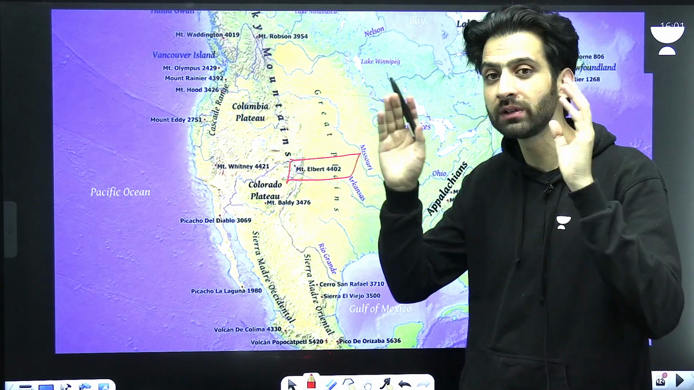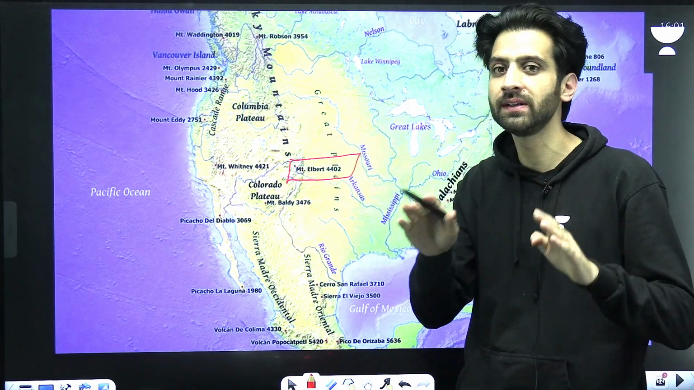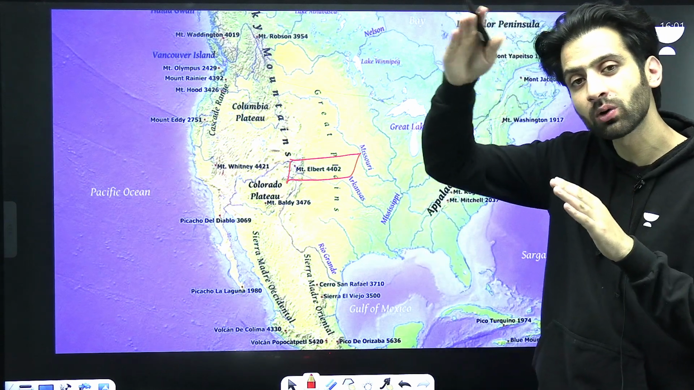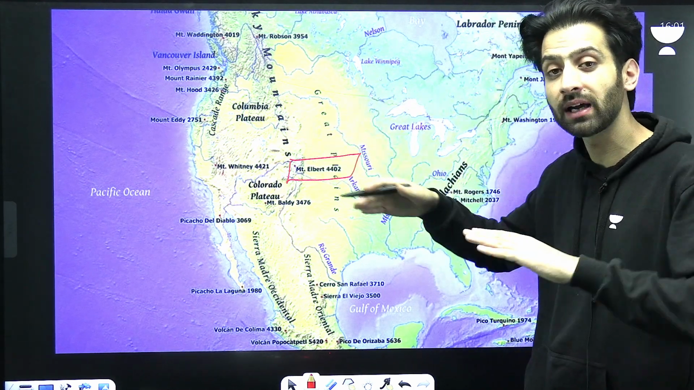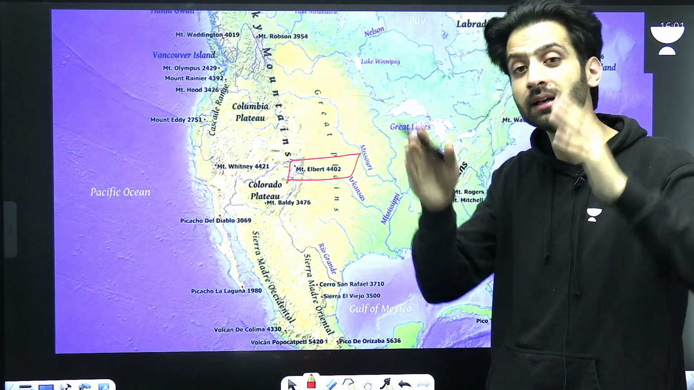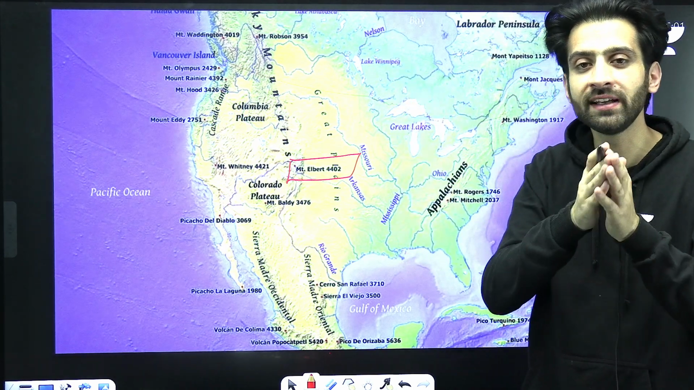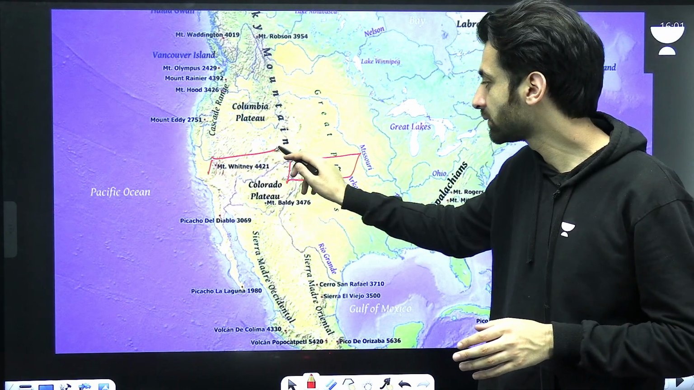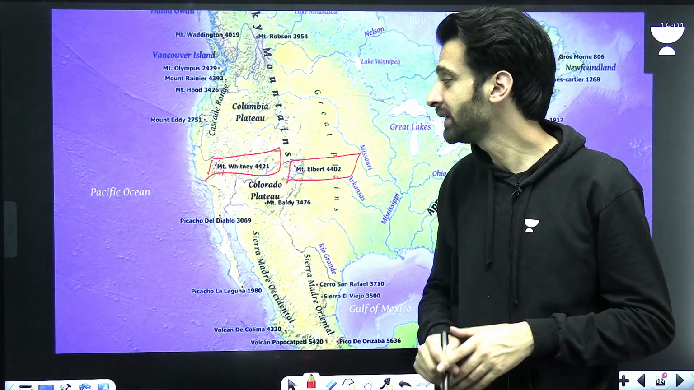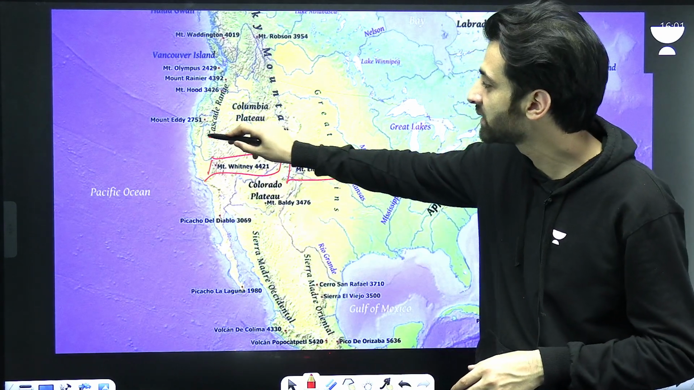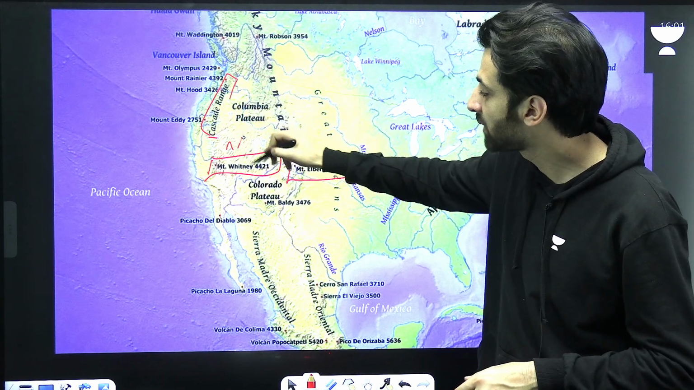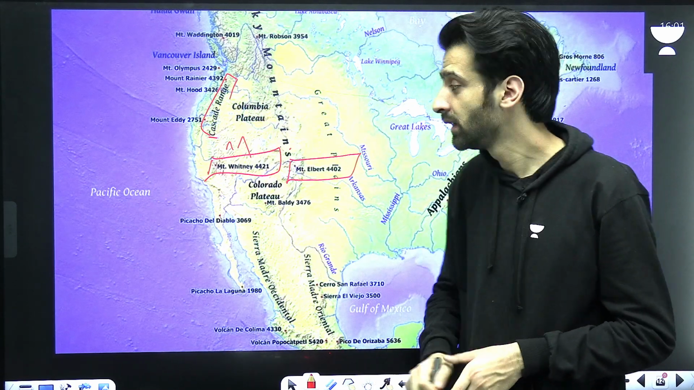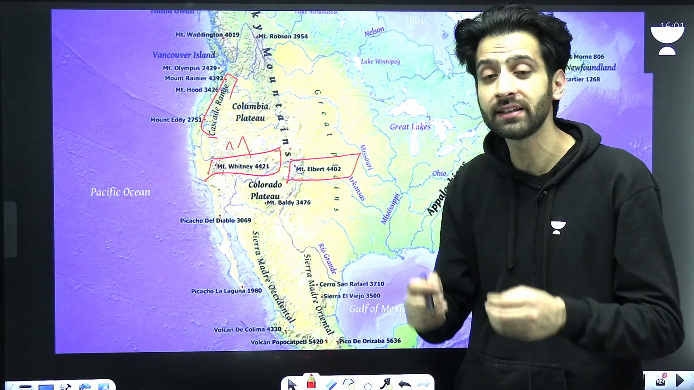This is the Rockies mountain range. Don't get confused between these. The highest mountain peak in the Rockies is Mount Elbert. The highest peak of America is Mount McKinley or Denali. Now we have one more important mountain peak, that's Mount Whitney here. It is located in the Sierra Nevada. There is a mountain range known as Sierra Nevada, and Mount Whitney is located in that.